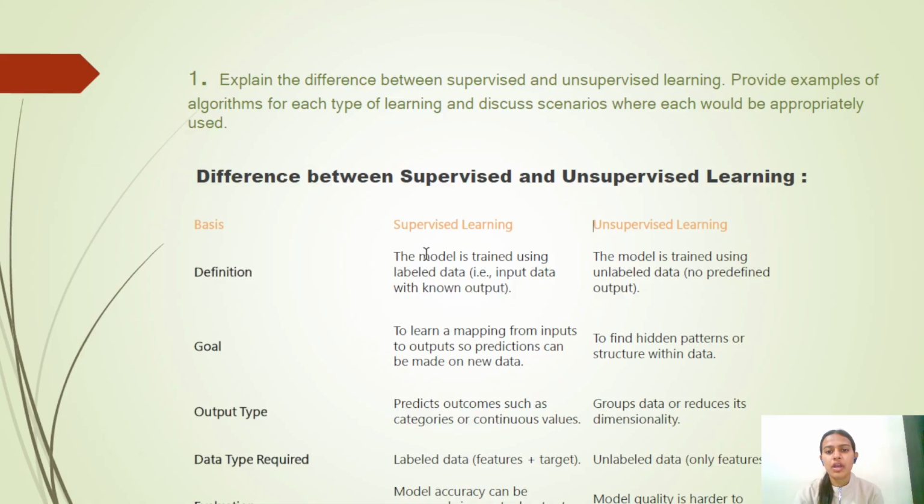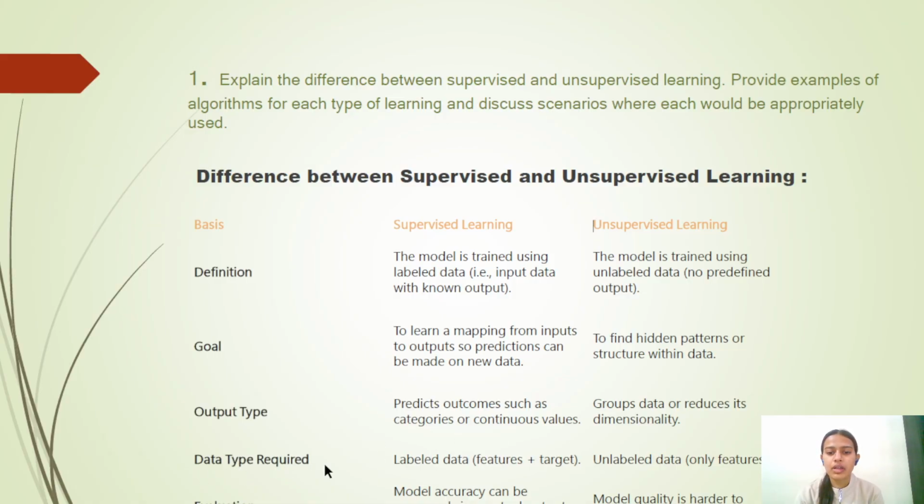Definition. In supervised learning, the model is trained using labeled data, that is, input data with known output. In unsupervised learning, the model is trained using unlabeled data, with no predefined output. What is the goal? The goal of supervised learning is to learn a mapping from inputs to output so predictions can be made on new data. The goal of unsupervised learning is to find hidden patterns or structure within data. Output type: supervised learning predicts outcomes such as categories or continuous values, and unsupervised learning groups data or reduces its dimensionality.